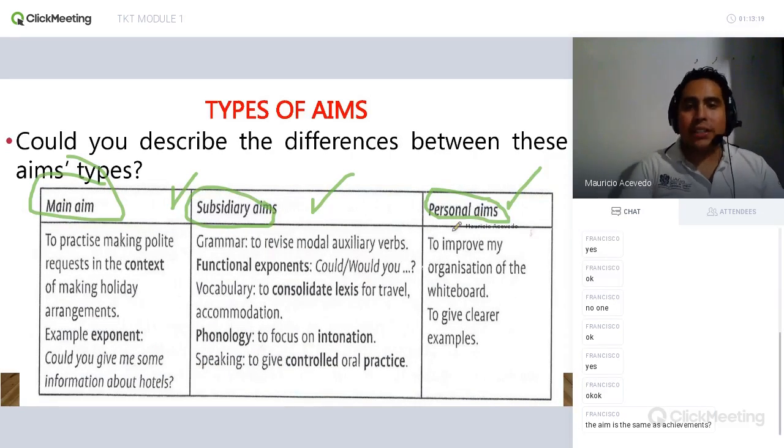So in this case, Francisco, I am asking you to write the description for each of these types. Look at the example. Here are the examples. So try to write in very short words, like short sentences, the definition of these three types. Please, Francisco.